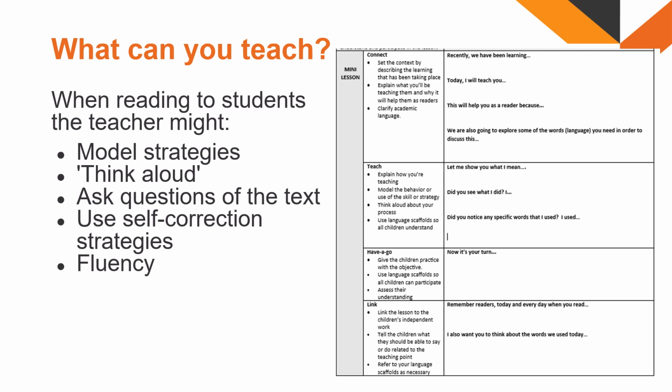We teach the skill and demonstrate how to apply it to the text as we model. Students then practice the skill and have a go themselves. Finally, we link the lesson to the children's independent work. As they read, they can apply this new skill and are encouraged to have a go. They can also apply other skills and ideas to their reader response as they emerge as a reader and develop their ability to respond to a text.